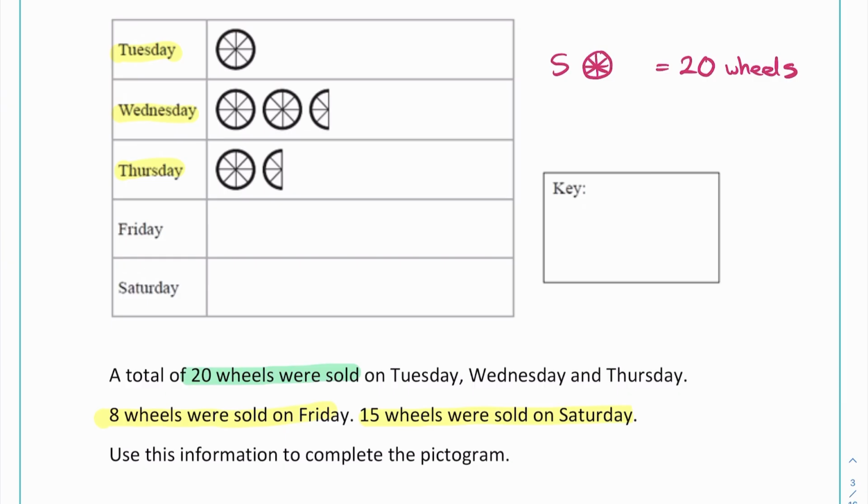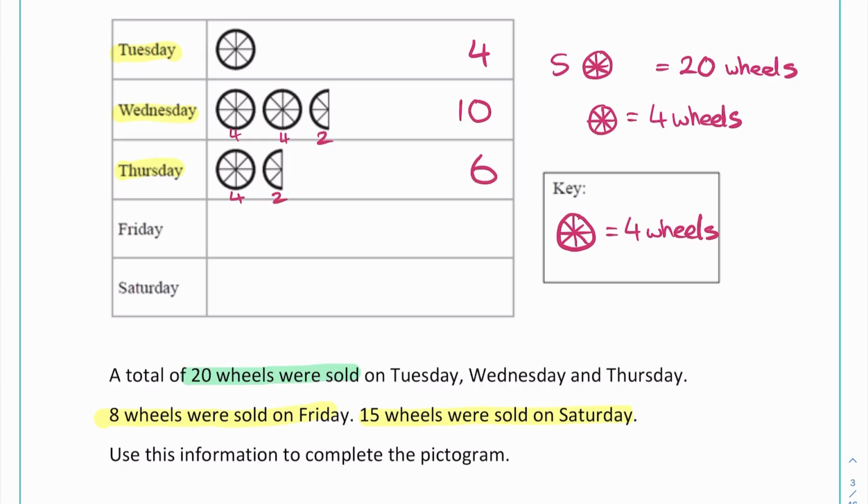So if we divide that by 5, one of these wheels would equal 4 wheels. And that's what we're going to put into our key. So one of these wheels, with a little crisscross in there, is equal to 4 wheels. And that's going to allow us to go across and work out how many wheels were sold on each day. This one would be 4 wheels. We've got 4, 4 and half a wheel, so that would be 2, so that would be 10 wheels. And this is going to be 4 and another half there, so that would be 6 wheels.